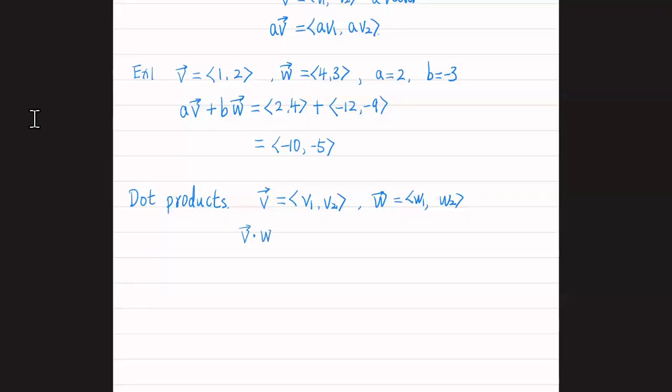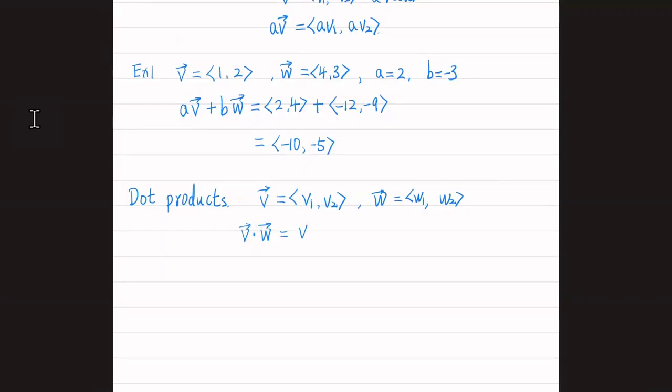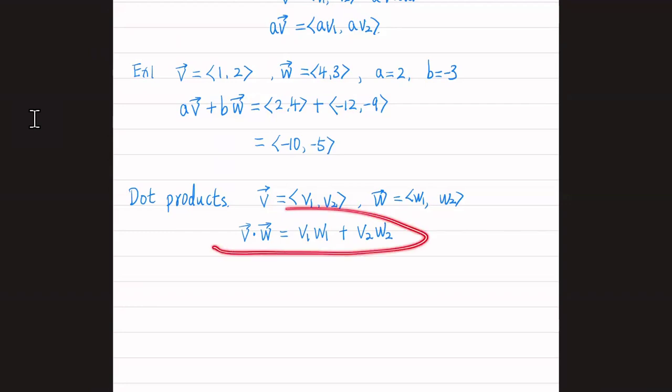Vector v and w. So here I emphasize we have a dot over there, this is the dot product. It is defined as the product of the first component, v1 w1, and the product of the second component, v2 w2. Then we add them. So this is called the dot product.